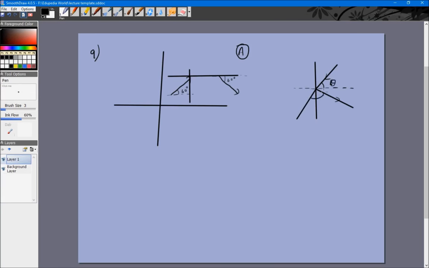So what is this angle? This is theta, this is theta. This angle is 180 minus 2 theta. But what is this? This is the deviation. So the deviation is 180 minus 2 times the angle of incidence.